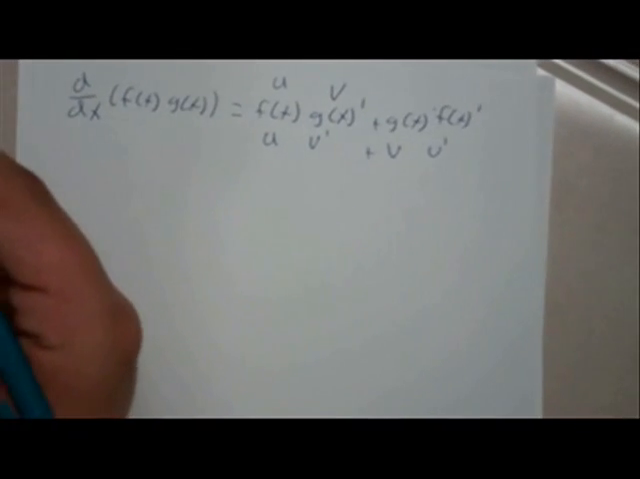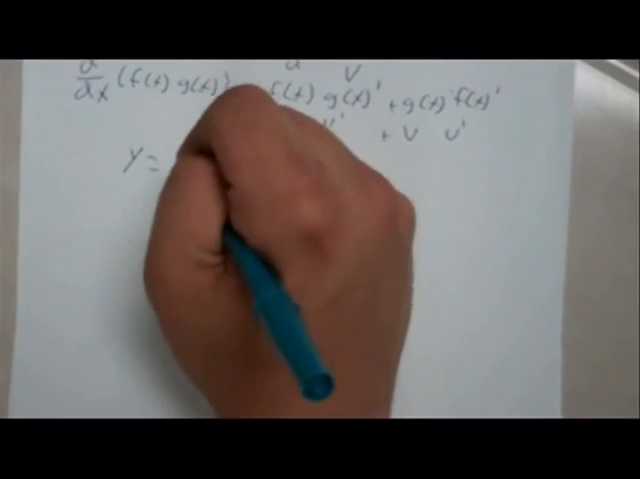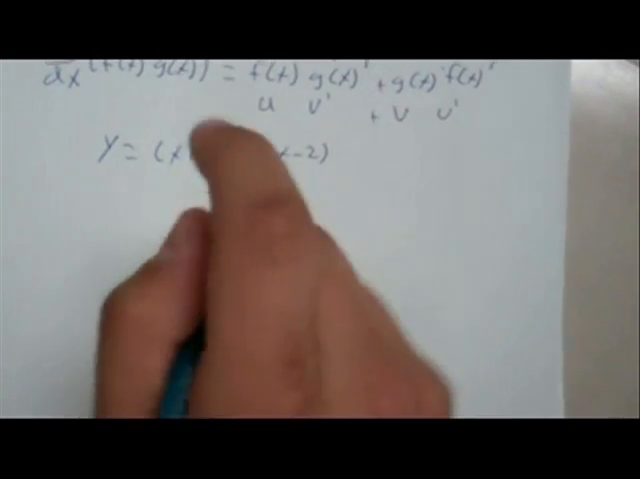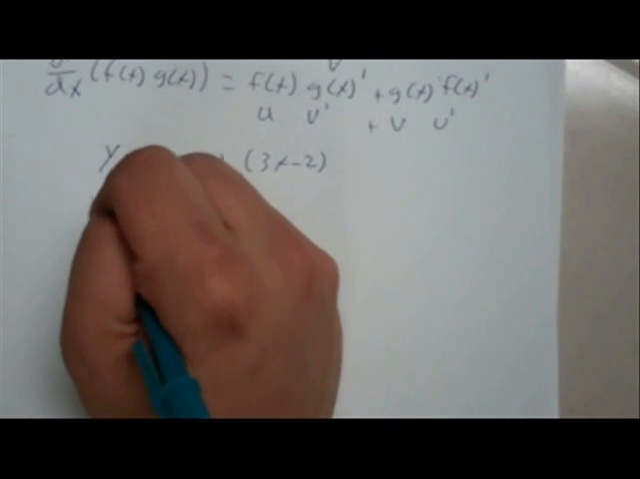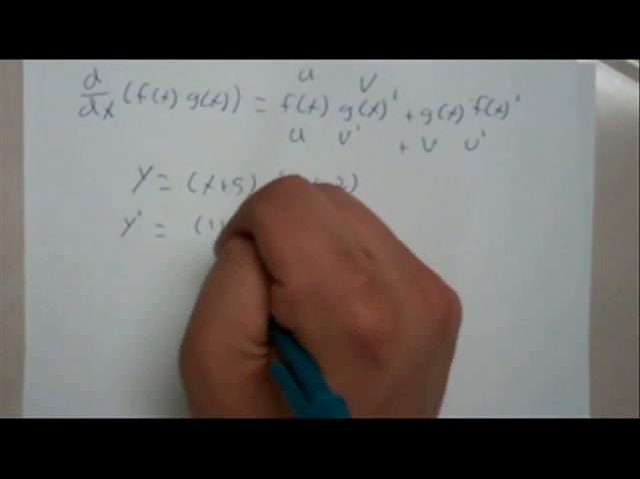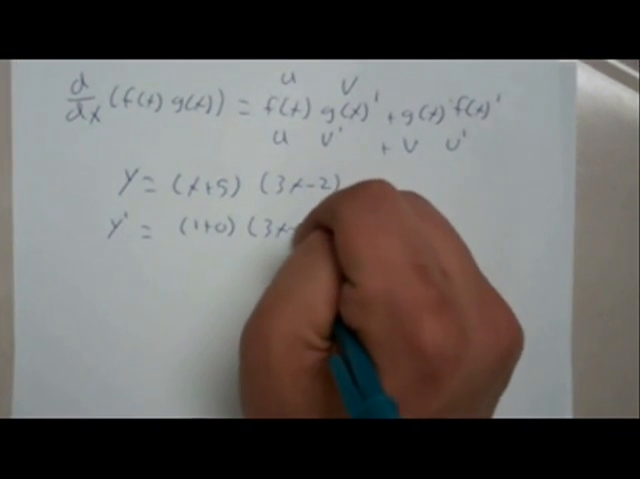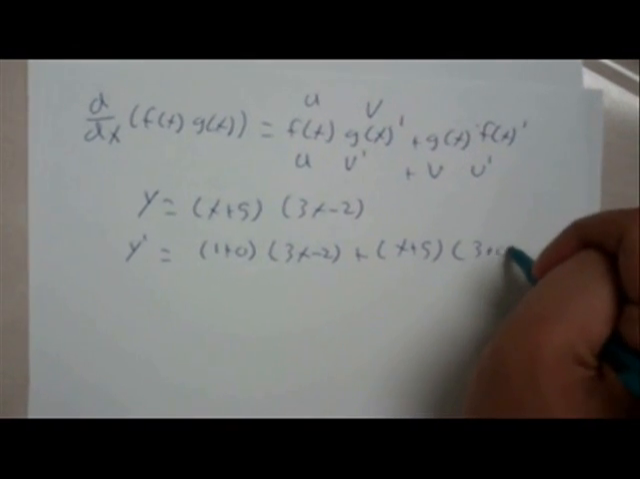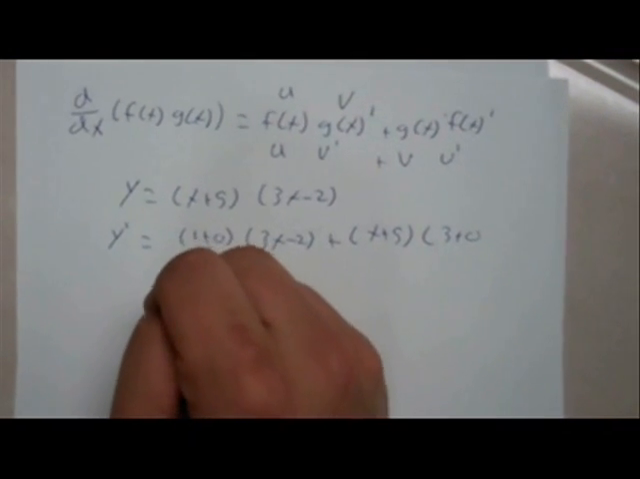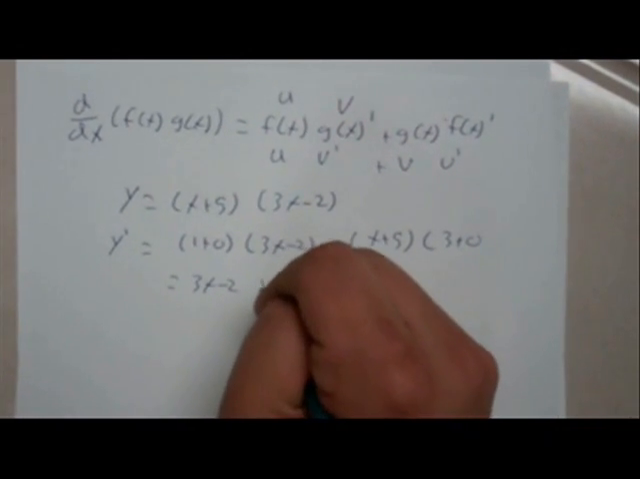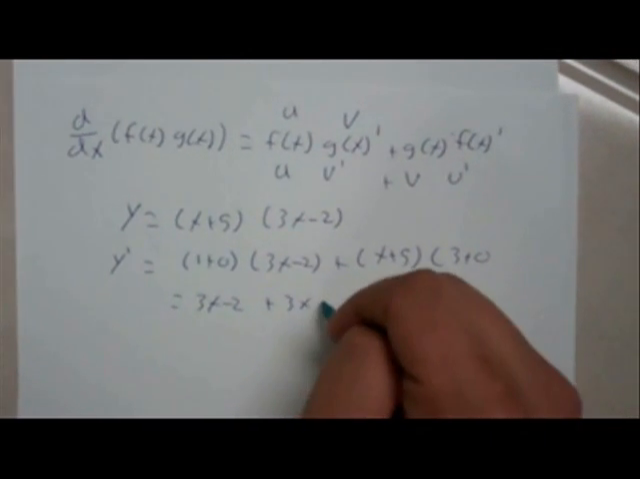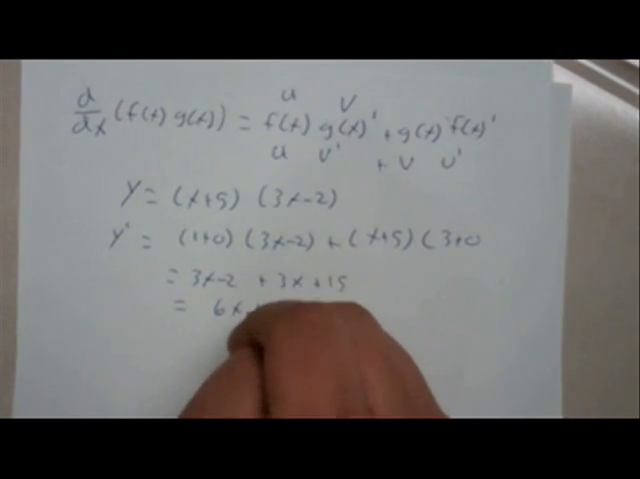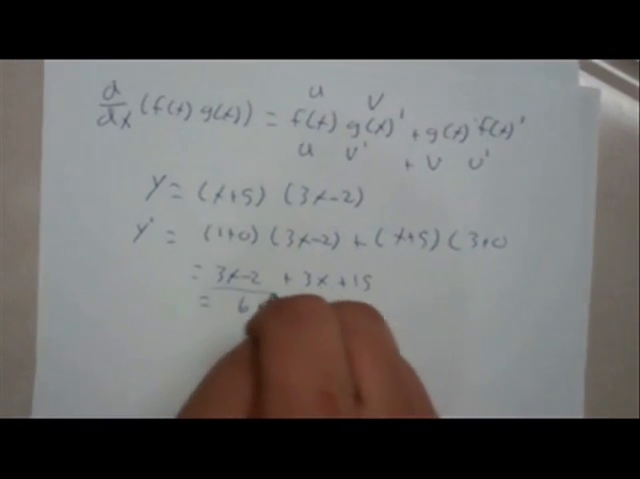Here's a quick example of how the product rule is used. If I say y equals x plus 5 times 3x minus 2, then y prime equals 1 plus 0 times 3x minus 2, plus x plus 5 times 3 plus 0. Simplifying that, it's going to be 3x minus 2 plus 3x plus 15, which ends up equaling 6x plus 15. And that's your final answer.